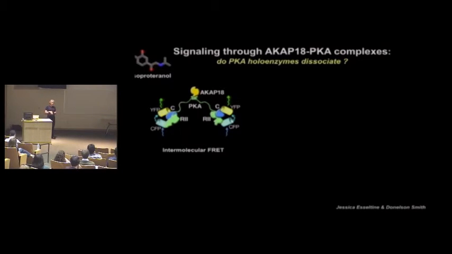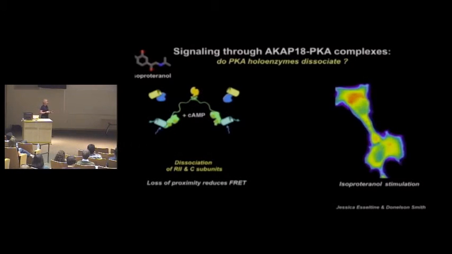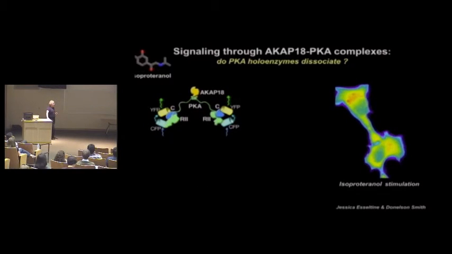There was a version of this originally developed by Manuela Zaccolo. We've modified this with different reporters to improve its efficiency, where we're looking at dissociation of the yellow and the blue fluorescent proteins from the anchored complex in the presence, in this case, of a physiological concentration of isoproterenol. If you look here, you're not going to see very much of an effect because, in fact, there's very minimal dissociation under these conditions.